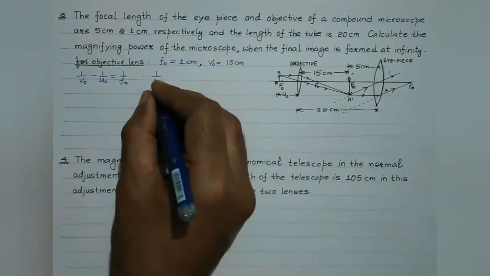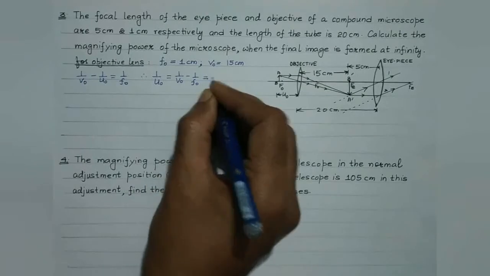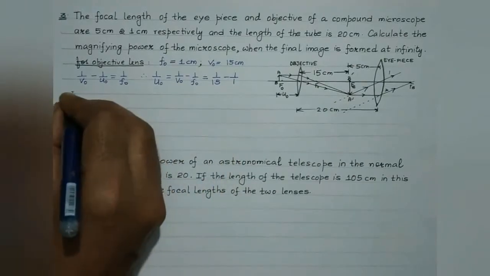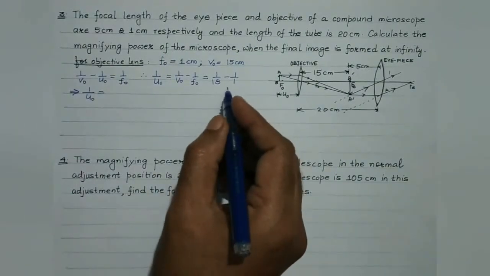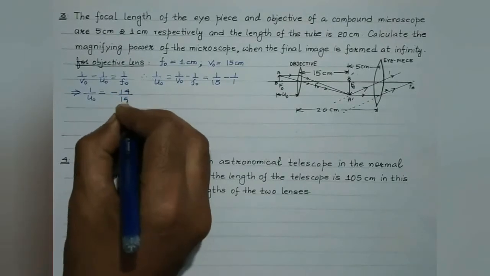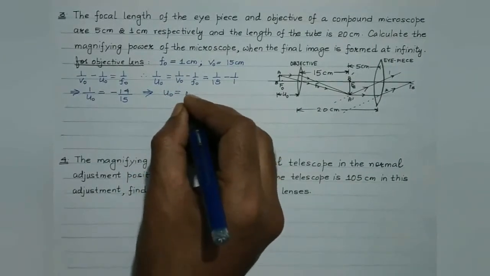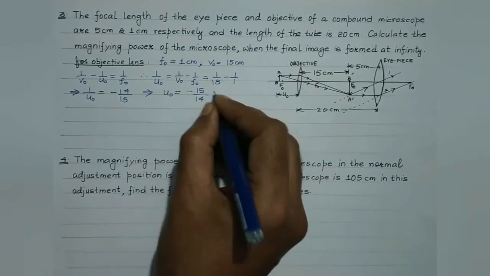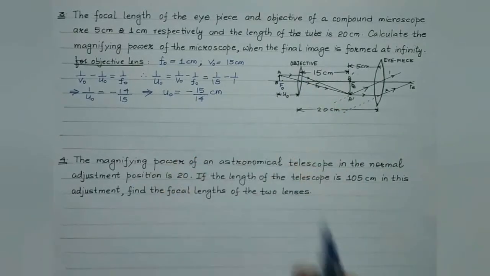Therefore, 1 by U0 would be equal to 1 by V0 minus 1 by F0. That is 1 by 15 minus 1 by 1. It implies that 1 by U0 is equal to, taking the LCM as 15, 1 minus 15 is minus 14, so it gives us minus 14 by 15. Which further implies that U0 is equal to minus 15 by 14 centimeter. So this distance of the object from the objective has been calculated.